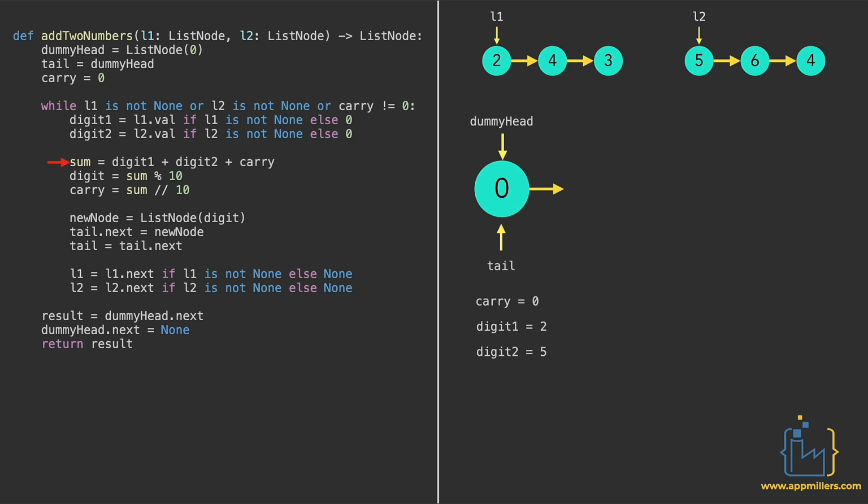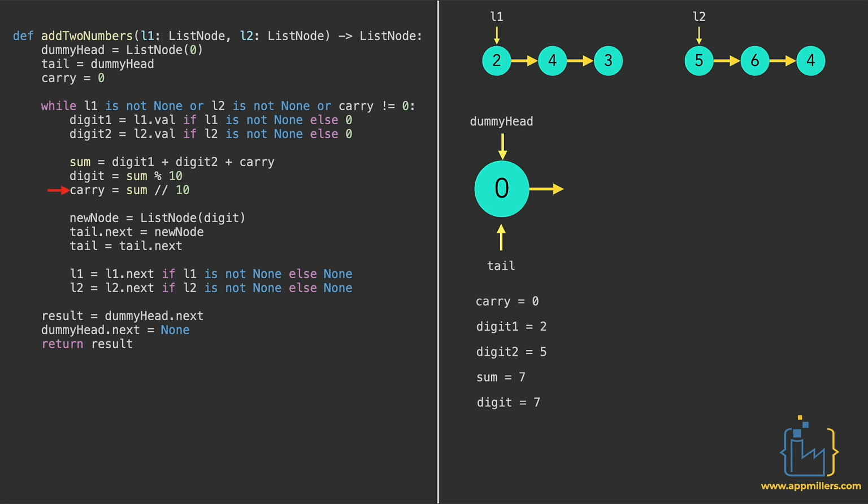Then we are going to calculate the sum. So this is going to compute the total sum of the two digits and the carry. So in our case, carry is 0, digit1 is 2, and digit2 is 5. So sum is going to be 7. Then we are going to calculate the digit itself. So this is going to extract the least significant digit of the sum, the digit to store in the current node. So it's going to be sum modulo 10, which takes the remainder. So 7 divided by 10, the remainder is going to be 7.